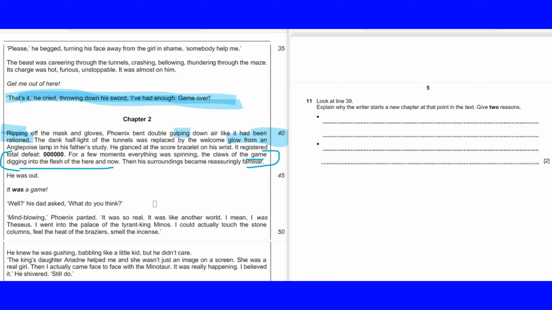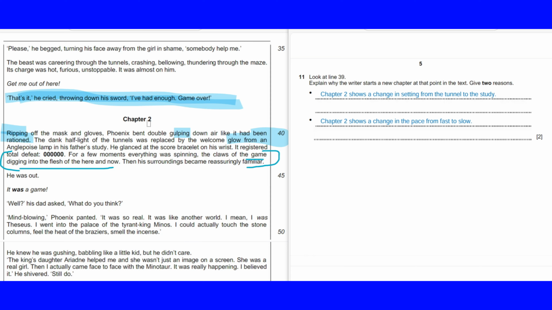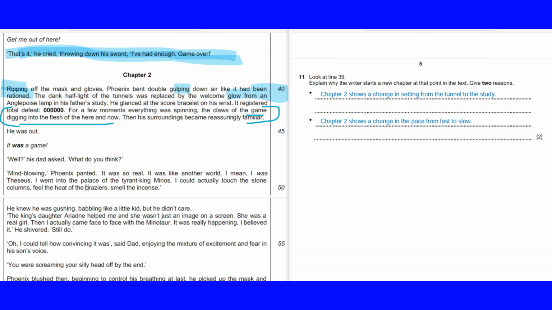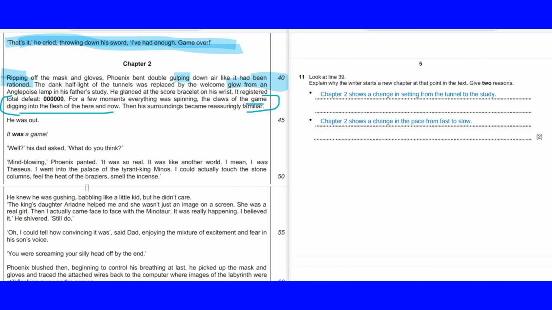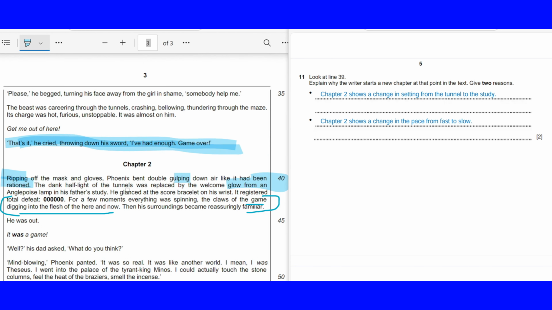Okay, let's take a look at the correct answer. If you have not finished, you may pause this video, guys. Okay, so the new chapter is chapter 2. Chapter 2 shows a change in setting from the tunnel to the study. Right, so it's in the study room, his father's study. And then chapter 2 shows a change in pace from fast to slow. So here is a change of pace.